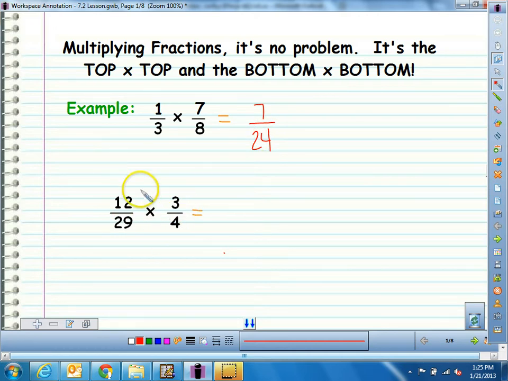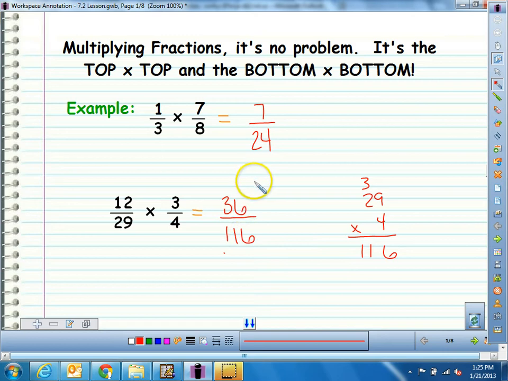Now sometimes we're going to have bigger numbers like this. 12 times 3 I know is 36, but I'm not sure what 29 times 4 is. So I might have to go over here on the side and do something like this. 9 times 4 is 36. 4 times 2 is 8, plus 3 is 11. So 36 over 116. Oof, now I've got to simplify it.